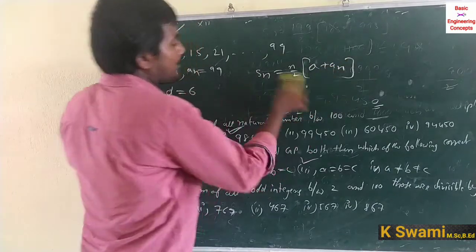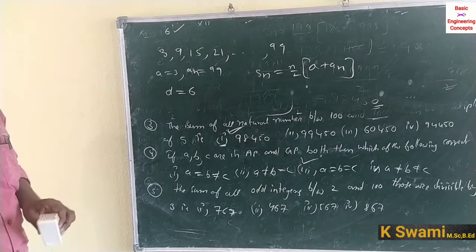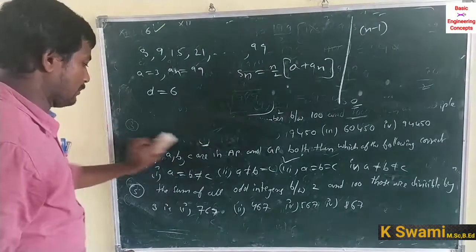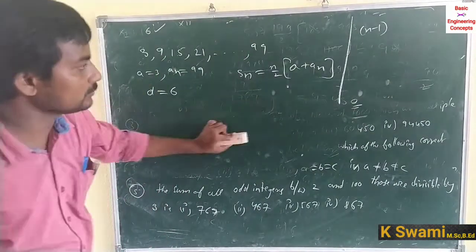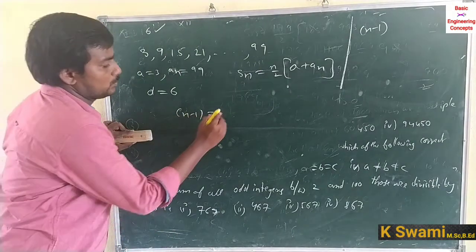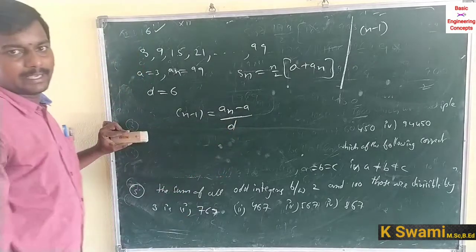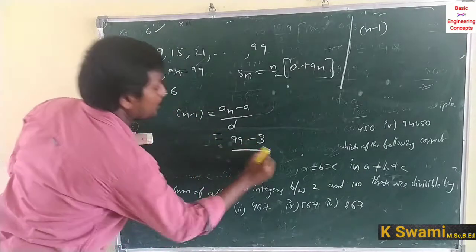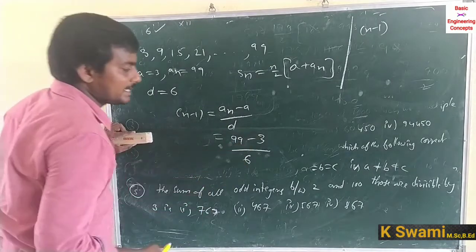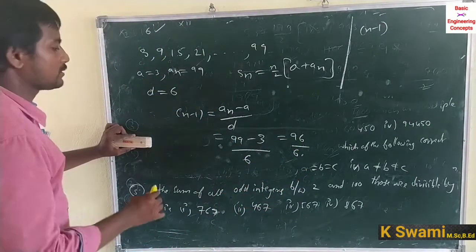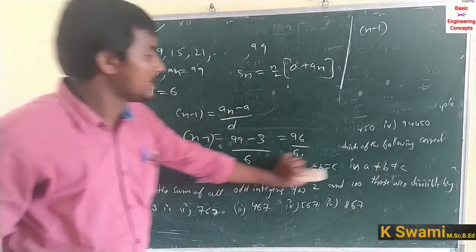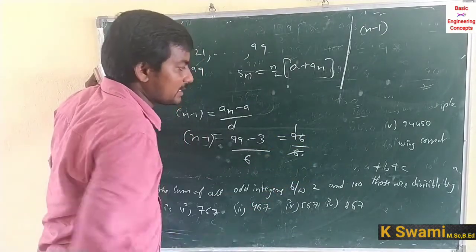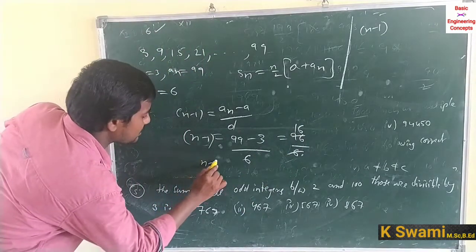But we do not know n, so let's find n. n minus 1 is equal to an minus a by d. an is 99 minus a is 3, by d is 6, so 96 by 6. n minus 1 is equal to 96 by 6. 6 6s are 36, so n minus 1 is equal to 16.